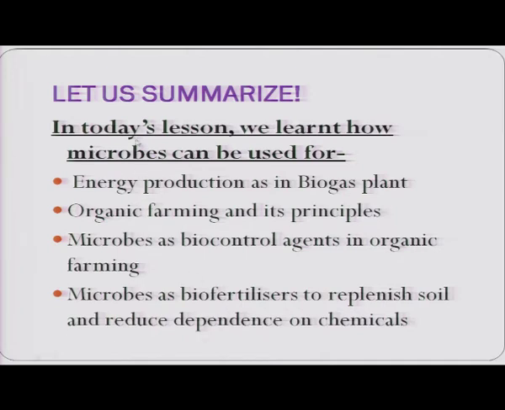So, in today's lessons we have learnt how microbes can be used for energy production as in biogas plant, organic farming and its principles. We discussed what is organic farming, what is the belief of an organic farmer and what are its principles. We have also learnt those microbes who can act as biocontrol agents or as biofertilizers to replenish the soil and reduce our dependence on chemicals which are day by day degrading the quality of soil, water and land.